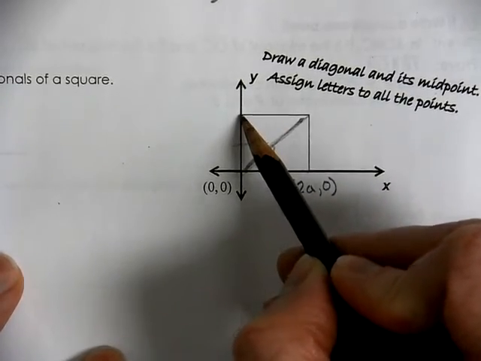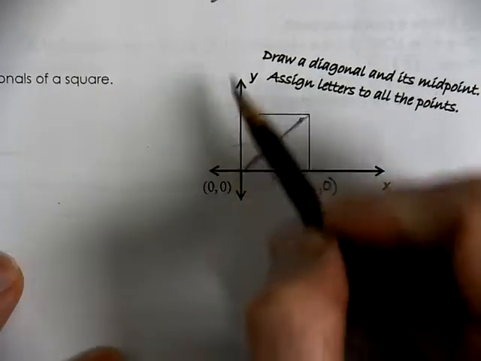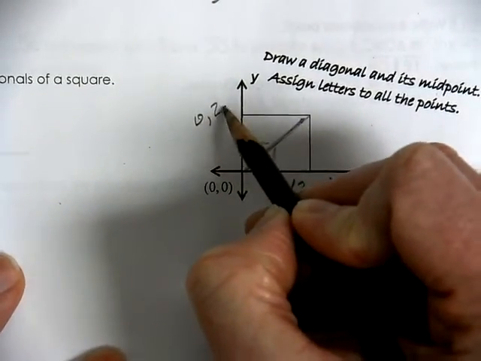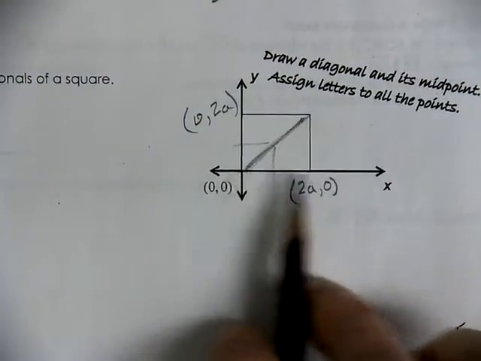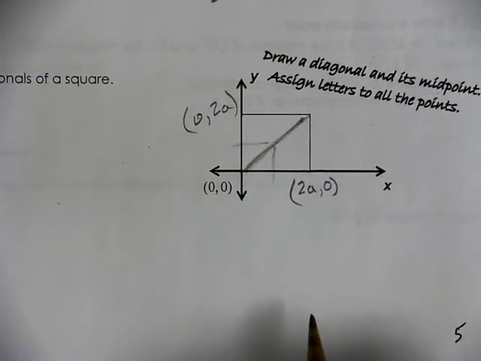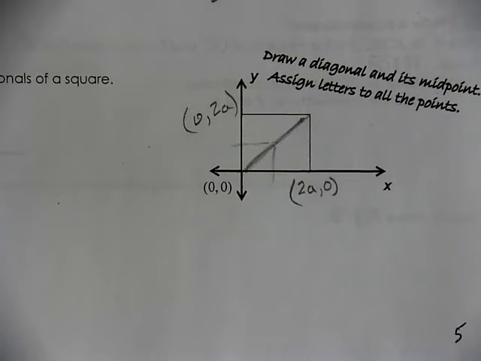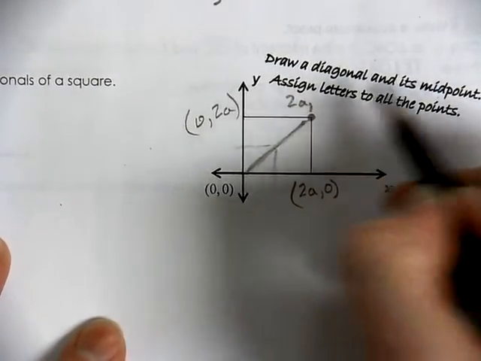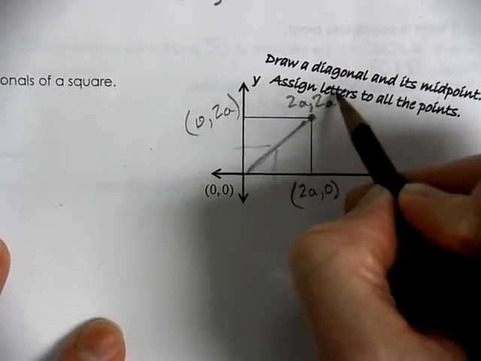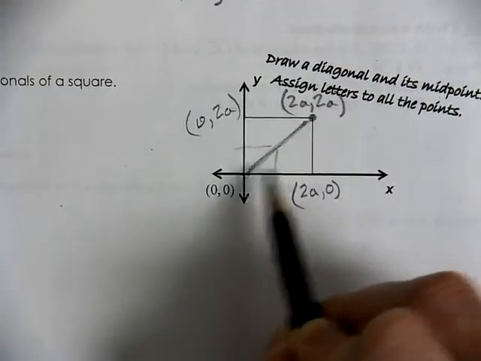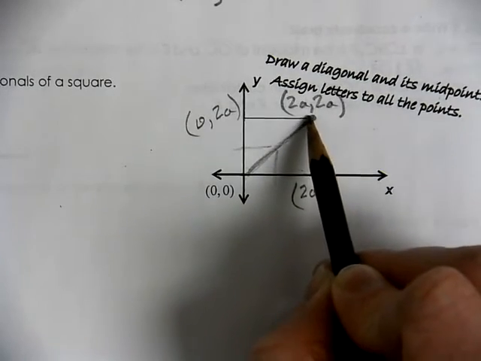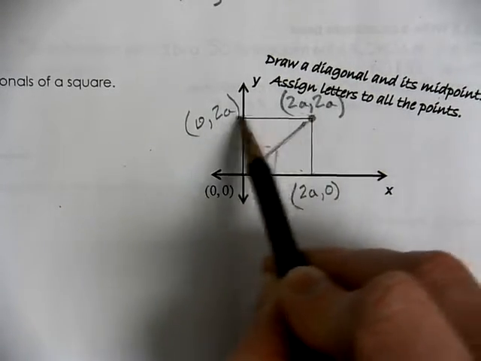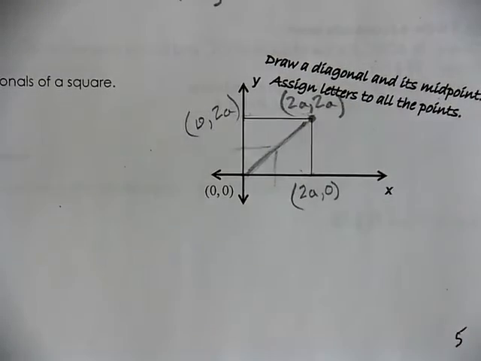So this coordinate up here is going to be 0 right and left, but up 2a. Because a square has 2 side lengths that are the same amount. So if we go 2a to the right, we have to go 2a up. And then this coordinate over here is going to be 2a, comma 2a. Because it's 2a to get underneath it, and it's 2a to get even with the y-axis location. So those are our coordinates.